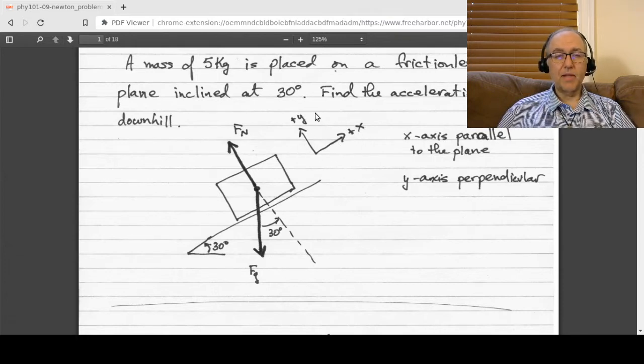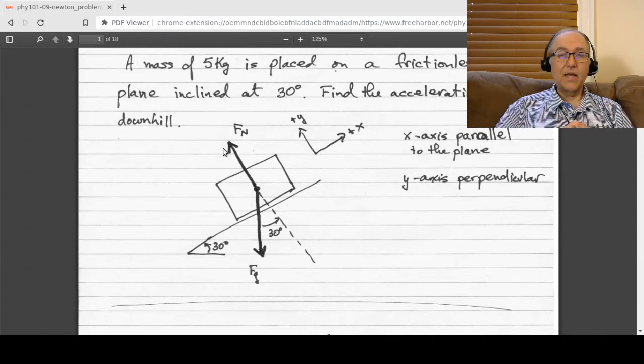So if you choose your inclined plane like this, you go, well, that's kind of weird. It's on an angle. You could tilt your head and look at it and go, all right, fine. Fn, that's purely parallel to the y-axis. So Fn has only a y component to it. There's no x component to Fn.